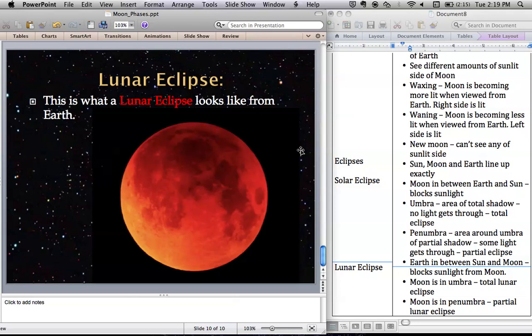So pretty cool. We'll do some demonstrations with this. We'll get up and walk around in class tomorrow and show how these things will be related to each other.